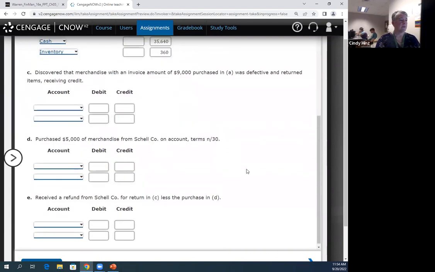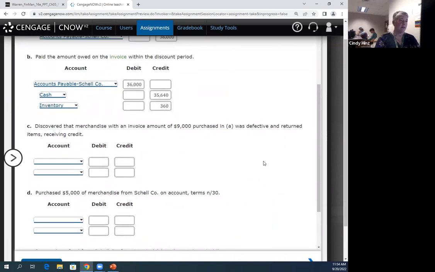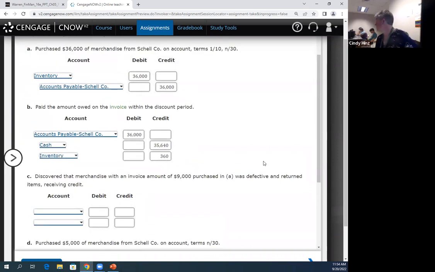If we have too much left here to get done, I'm going to stop there. I thought letter C was the last part. So we're going to stop there because we're almost out of time. But does anyone have any questions about what we've done so far?